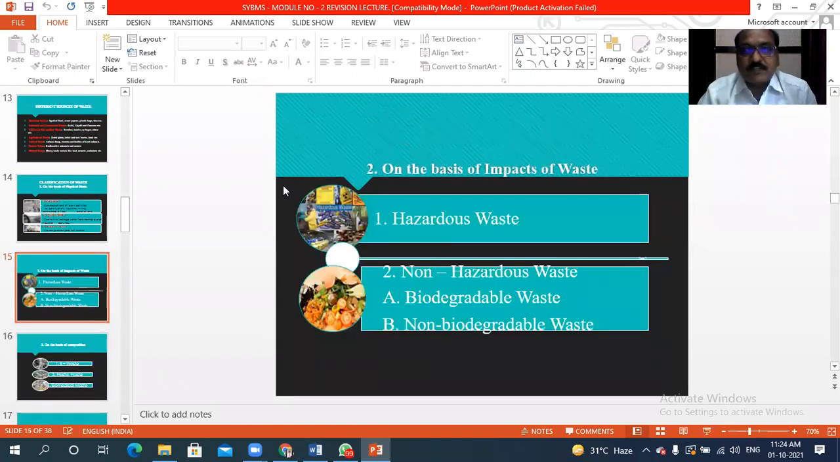After that, dear students, on the basis of impact of waste, we can classify waste into two different types.